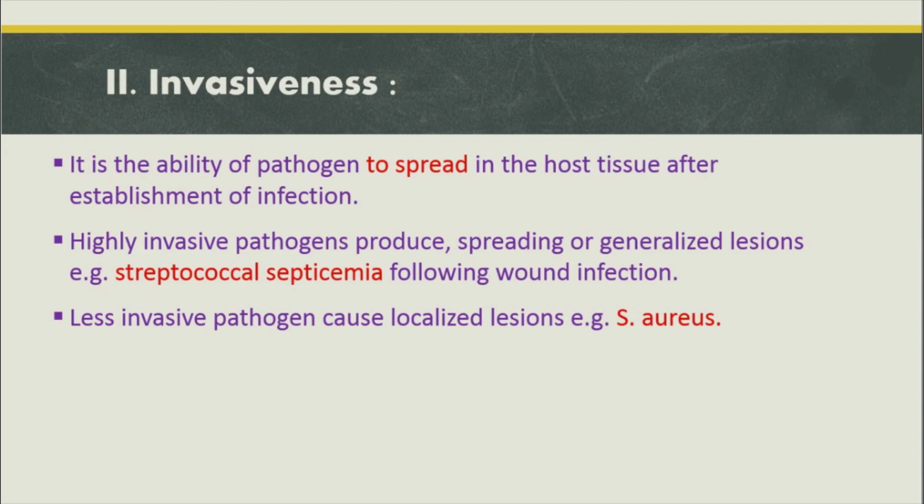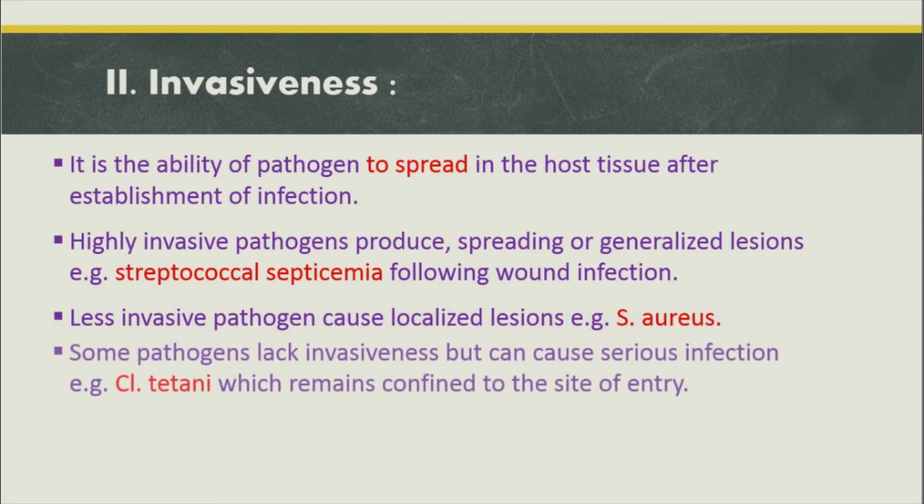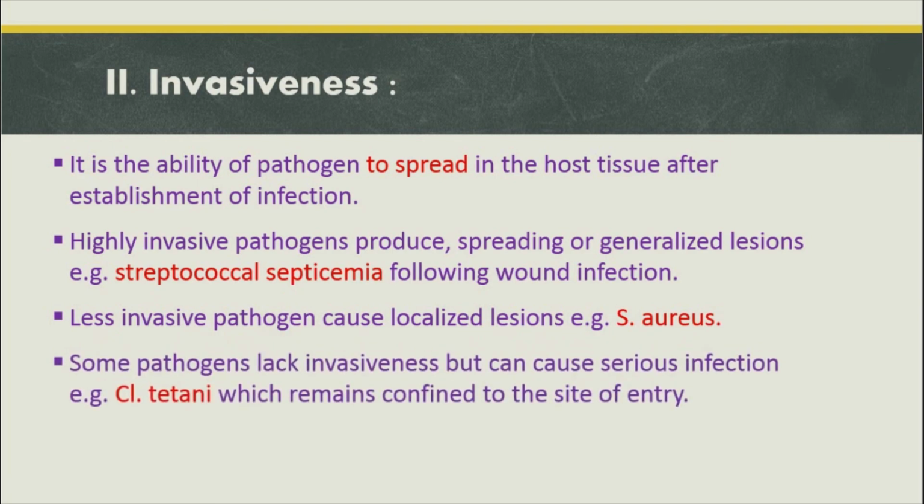Although there are some pathogens which do not have much invasive power, they can cause very serious infection. Now you can see here some pathogens lack invasiveness but can cause serious infection. The best example is Clostridium tetani, which remains confined to the site of entry, but the tetanus caused by Clostridium tetani is a very serious disease. If it is not treated, it ultimately results in the death of a person.